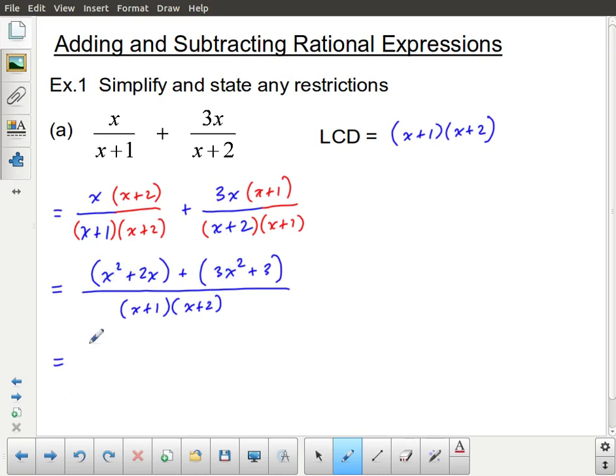x squared plus 3x squared is 4x squared. Positive 2x, well, there's just a positive 2x actually. And sorry, I should have written 3x there. Small mistake. So this actually is not plus 2x. This is plus 5x. All divided by x plus 1, x plus 2.